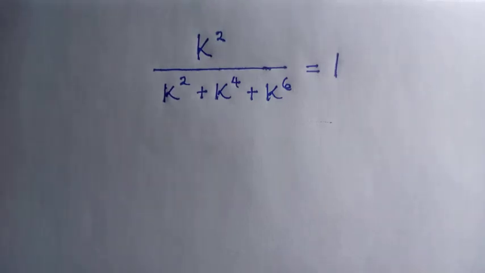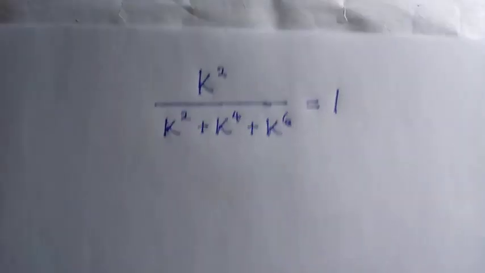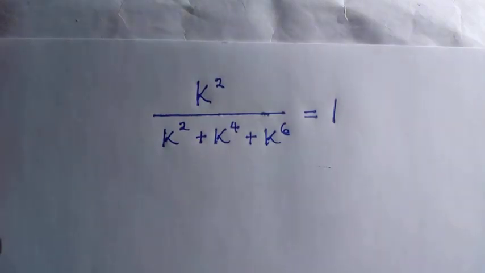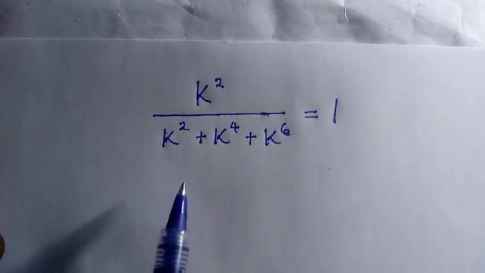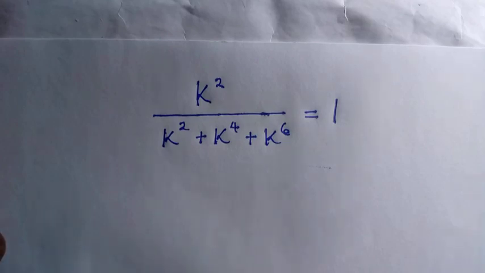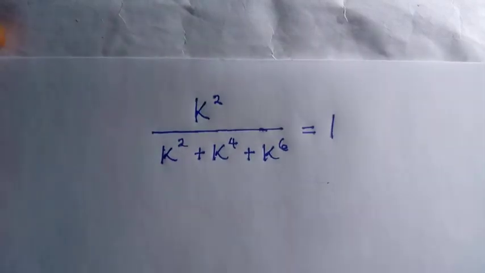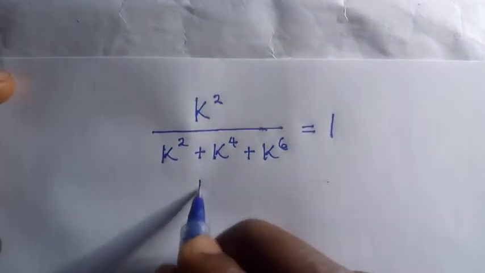How to find the value of k in these nice algebra equations, given that k to the power of 2 divided by k to the power of 2 plus k to the power of 4 plus k to the power of 6 equals 1. To solve this one, we are going to consider the denominator, as we have the numerator as k to the power of 2.